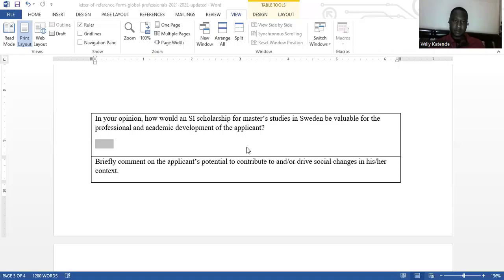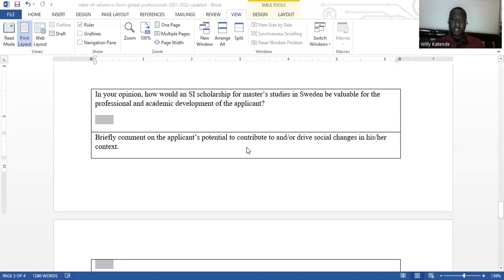and more so in a positive way. And okay, here is the second question. The second question, they're asking the referee, briefly comment on the applicant's potential to contribute to and or drive social changes in his or her context.